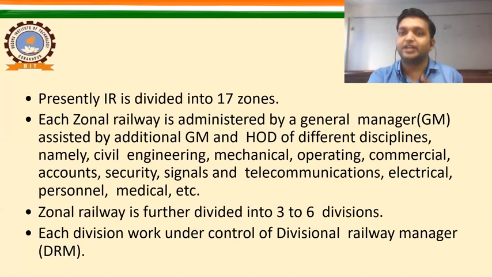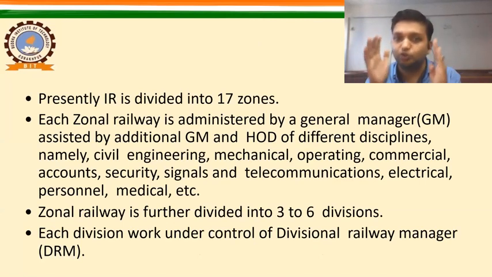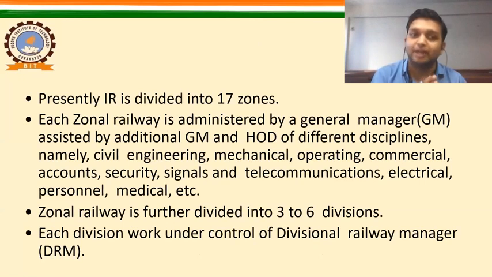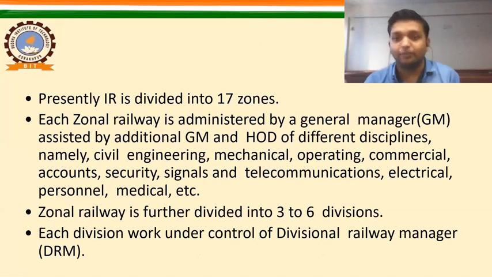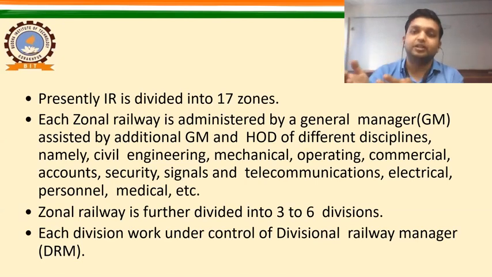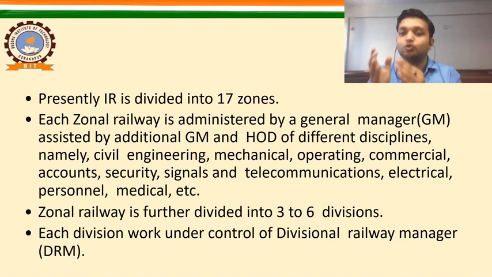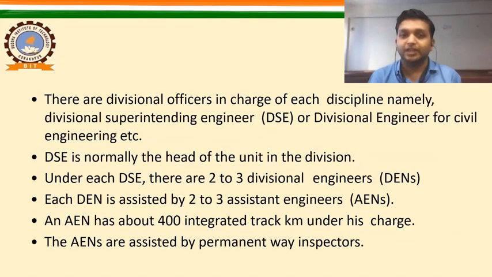Indian Railway is divided into different zones. Each zonal railway is administered by the general manager and heads of department of different disciplines. This zonal railway is further subdivided into 3 to 6 divisions. Each division works under the control of a Divisional Railway Manager, that is DRM, right?